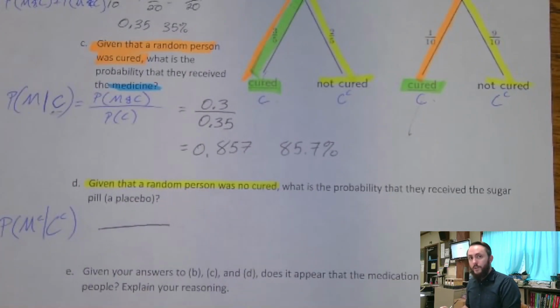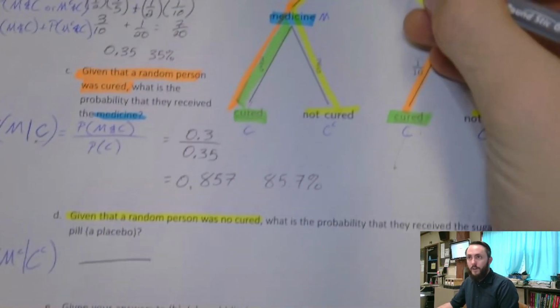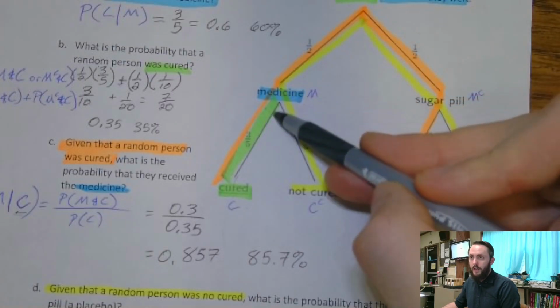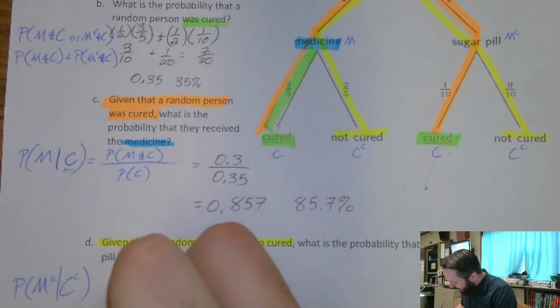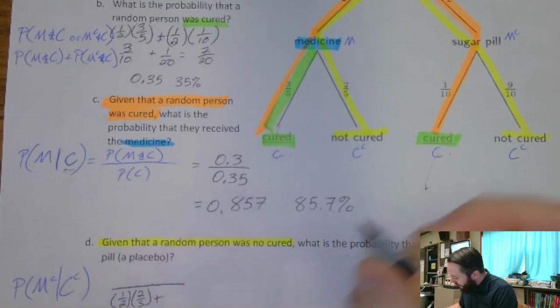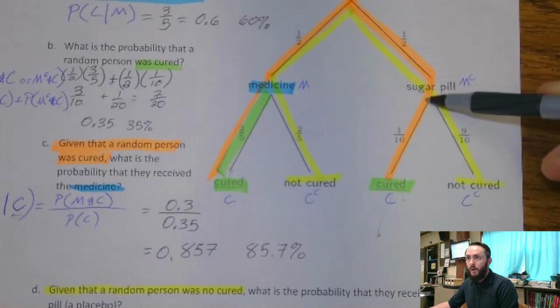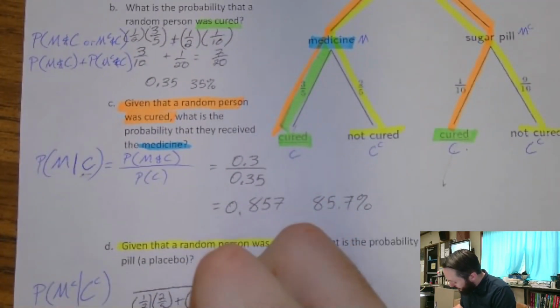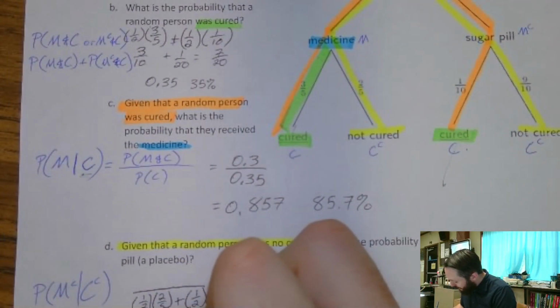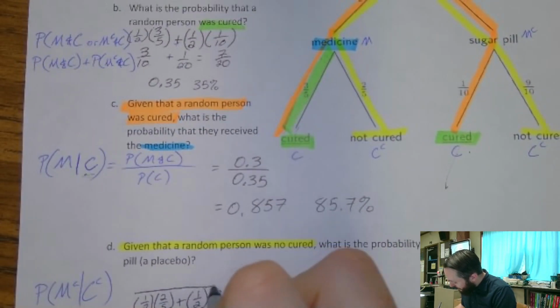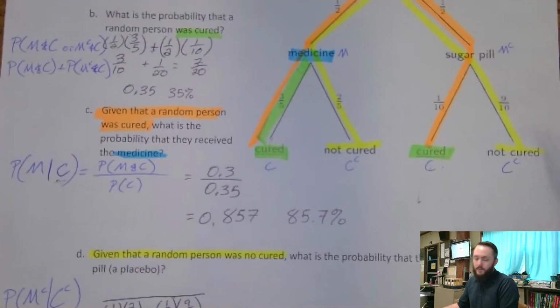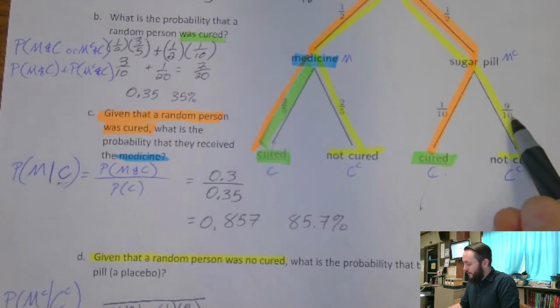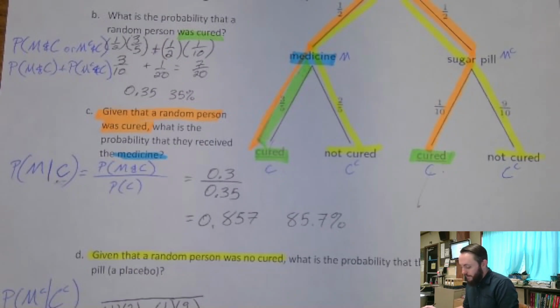So not cured is going to be following the tree, 1/2 times 2/5 plus, this branch here, 1/2 times 9/10. And that should be fairly clear, right? You're more likely to not be cured if you're not receiving the medicine. Hopefully, if the medicine's effective. Keep that in mind for the next question.